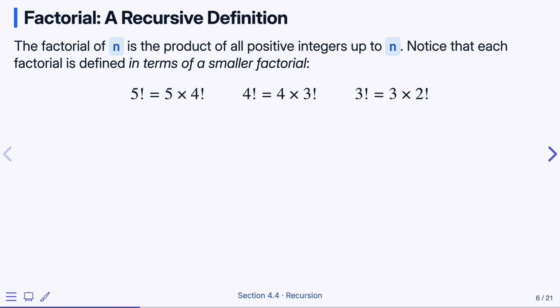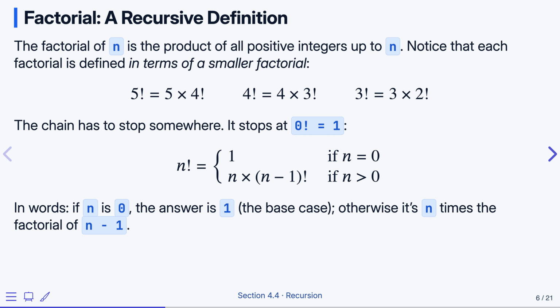Let's meet our first recursive function, factorial. The factorial of n is the product of all positive integers up to n. Look closely. 5 factorial equals 5 times 4 factorial. 4 factorial equals 4 times 3 factorial. Each factorial is defined in terms of a smaller factorial. But the chain has to stop somewhere. It stops at 0 factorial, which equals 1 by mathematical convention. This self-referential definition, with a stopping value and a smaller step, is the essence of recursion.